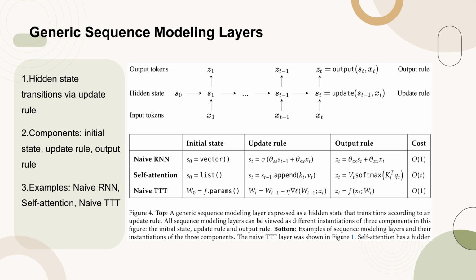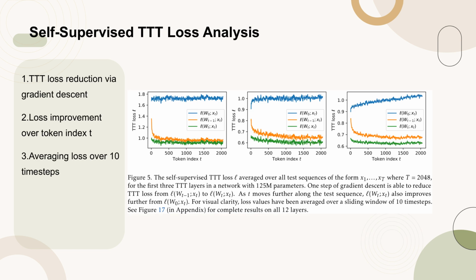The bottom part of the figure provides examples of sequence modeling layers, including naive RNN, self-attention, and naive TTT, each demonstrating how these components are instantiated. Figure 5 illustrates the self-supervised test time training (TTT) loss, averaged across test sequences of length 2048, for the initial three TTT layers within a network comprising 125 million parameters.